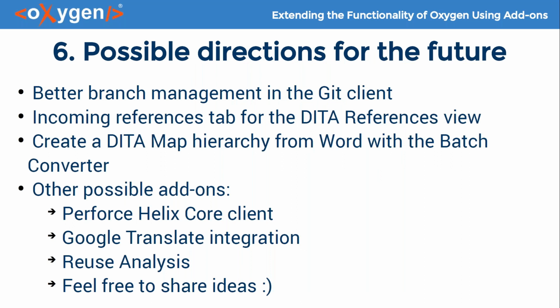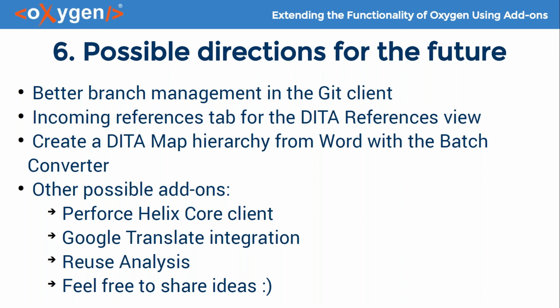So we have two areas of improvement. We have this way of improving the already existing add-ons, and we have this other direction to create new add-ons. So in the first possible direction, by improving the existing add-ons, for example, in the Git client, we can improve the branch management, for creating branches, for deleting branches, for merging branches. And this is something that we have in mind for the future.